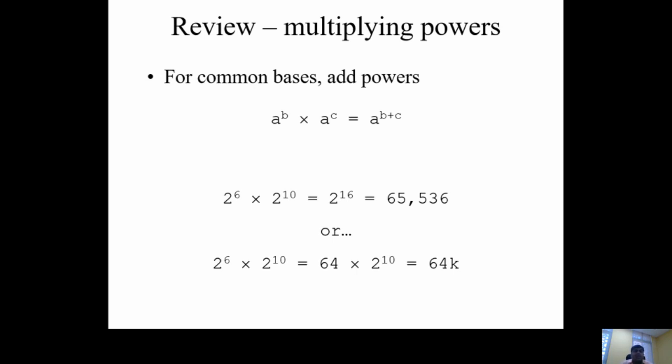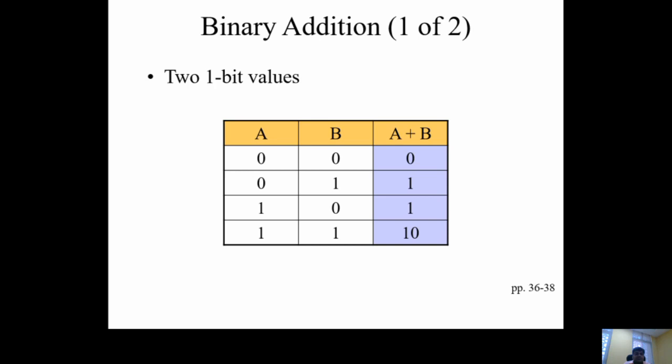Now we review the multiplying powers. a to the power b into a to the power c equals a to the power b plus c. So we add powers in the case of multiplication. For example, 2 to the power 6 into 2 to the power 10 equals 2 to the power 16, and 2 to the power 16 is 65536 or 64k. Binary addition: 0 plus 0 is 0, 0 plus 1 is 1, 1 plus 0 is 1, and 1 plus 1 is 2, and 2 is equivalent to 10.